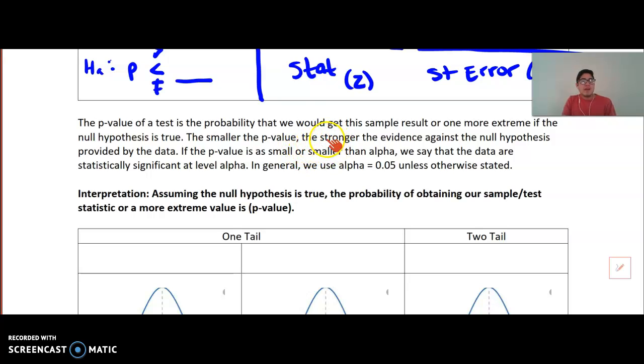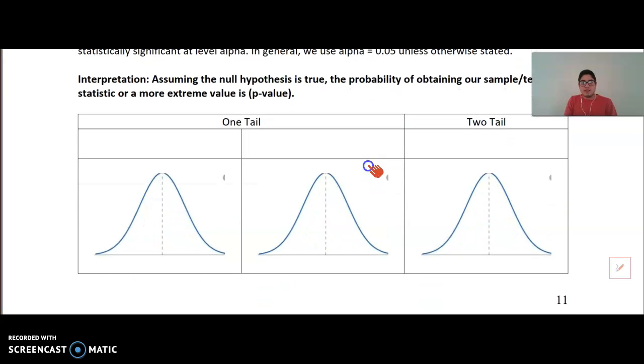The smaller the p-value, the stronger the evidence against the null hypothesis provided by the data. If the p-value is small or smaller than alpha, we say the data are statistically significant at level alpha. In general, we use alpha of 0.05 unless otherwise stated. So normally we're looking here at the H0 and the HA with alpha of 0.05 unless it tells us to do something different. Now, the way we interpret the p-value is assuming the null hypothesis is true, the probability of obtaining our sample or test statistic, or a more extreme value, is this probability here.